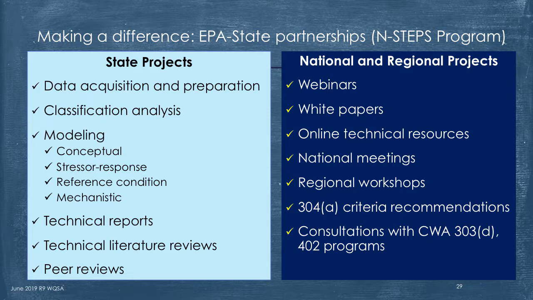So again, EPA is working really hard with the states to help them, because we know this is a hard slog. And so we will help you with webinars, white papers, technical resources, national meetings, all of these types of things. We have literature reviews. So all of these things we are willing to help you guys with as you try to develop a criteria for this really hard problem that is causing a lot of subtle problems.